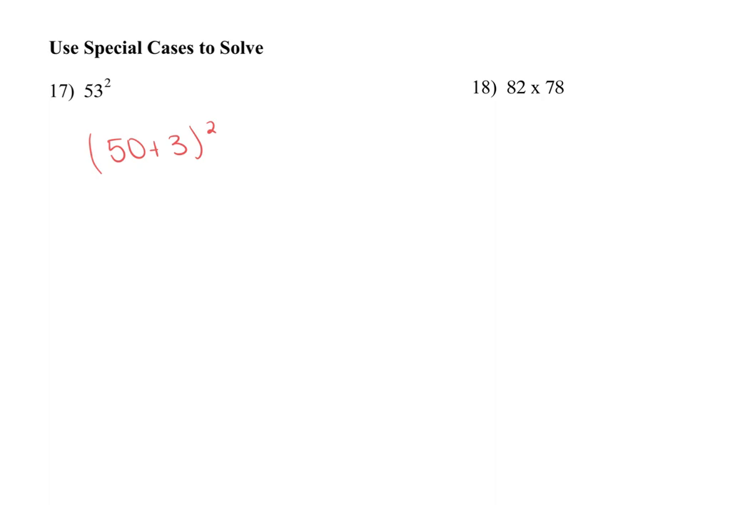Which means I do my first one and I square it. Then I'm going to add, since I added here, 2 times 50 times 3. And then I'm going to add 3 squared. All right. If you wanted to at this point, you could do this guy right here.